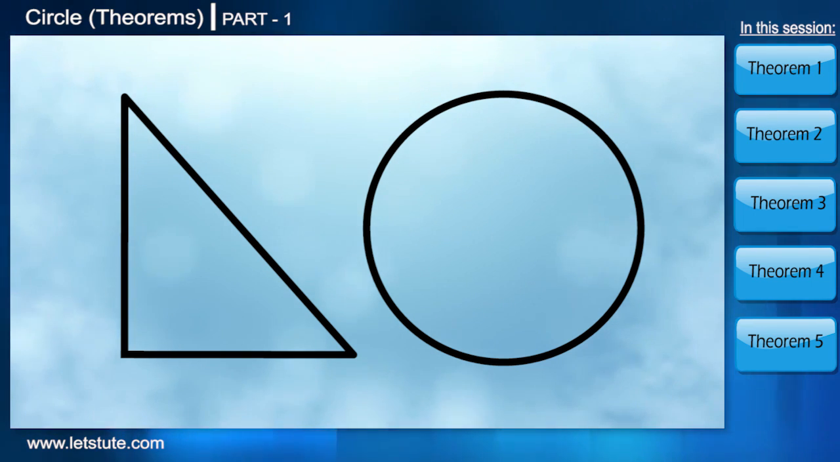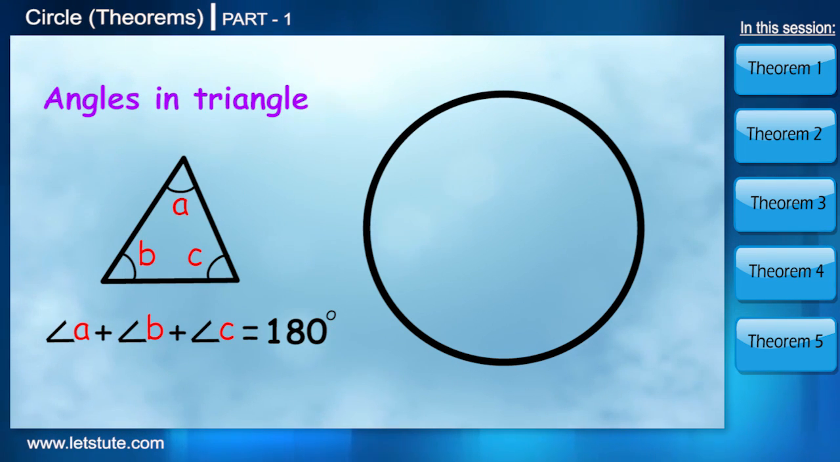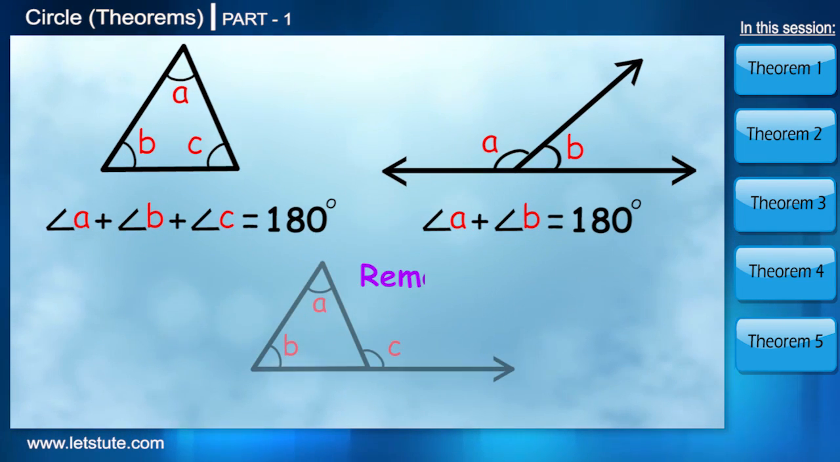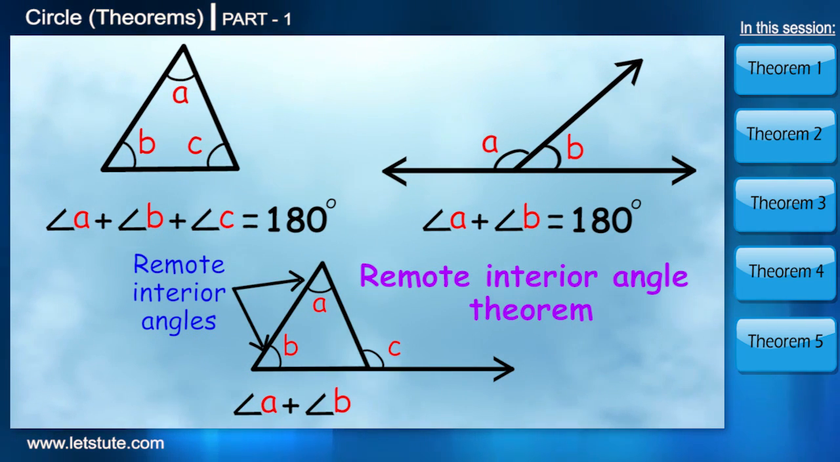And some extra reminders like angles in a triangle add to 180 degrees and a pair of linear angles is also 180 degrees. And one last thing before we start the theorem. The sum of the remote interior angles of a triangle is equal to the exterior angle.